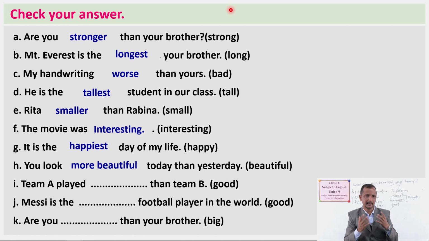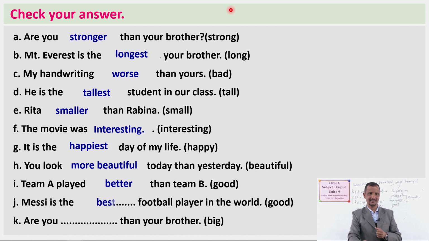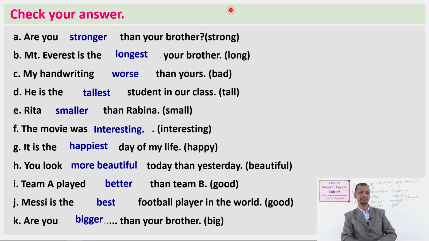Number I, team A played better than team B. Good, best, or better? Well, that is better. Number J, Messi is the best player in the world, football player. Number K, are you big than your brother, biggest than your brother, or bigger? Well, that is bigger. Okay, fine.